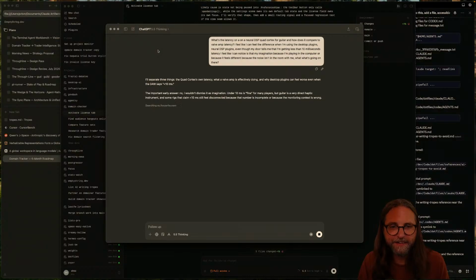Guitar is a very direct haptic instrument, and some rigs that claim less than 10 milliseconds still feel disconnected because the number is incomplete or because the monitoring context is wrong. Fair. Interesting.